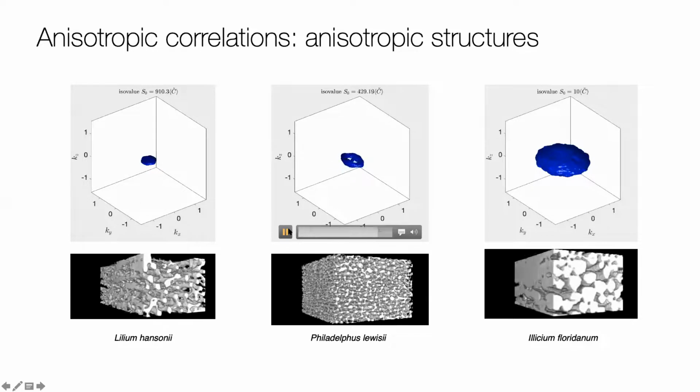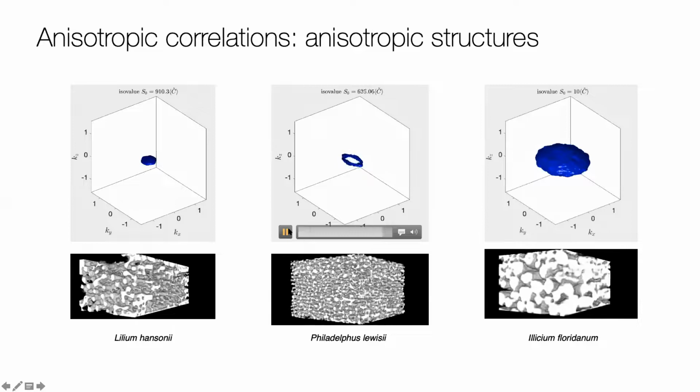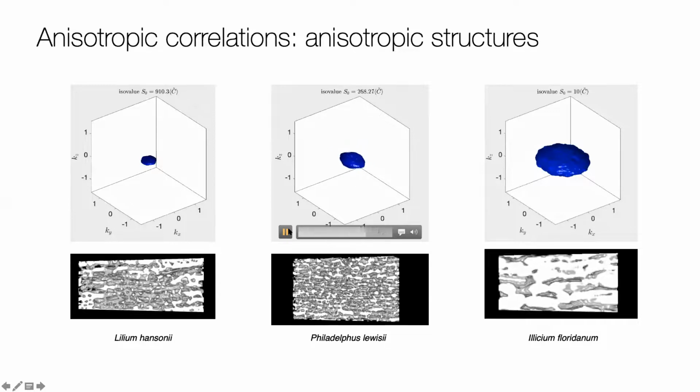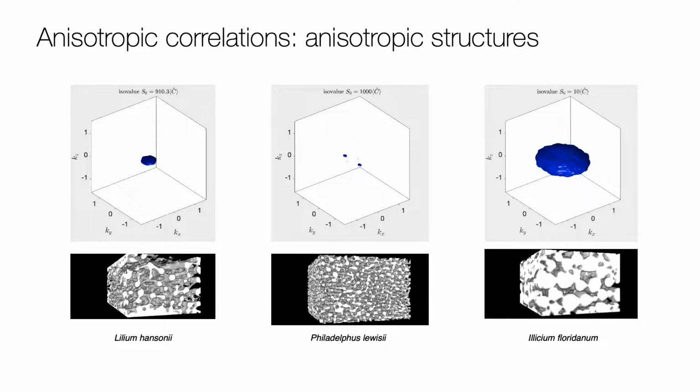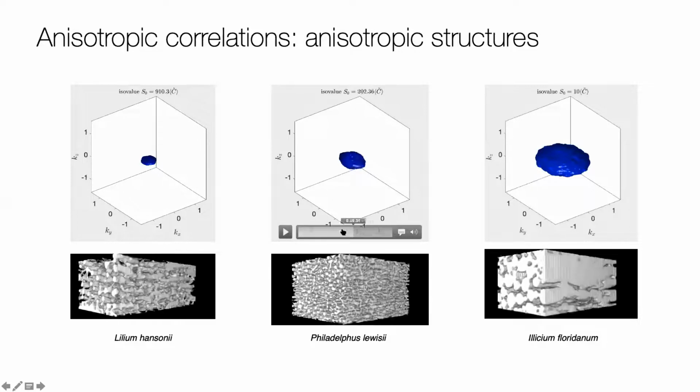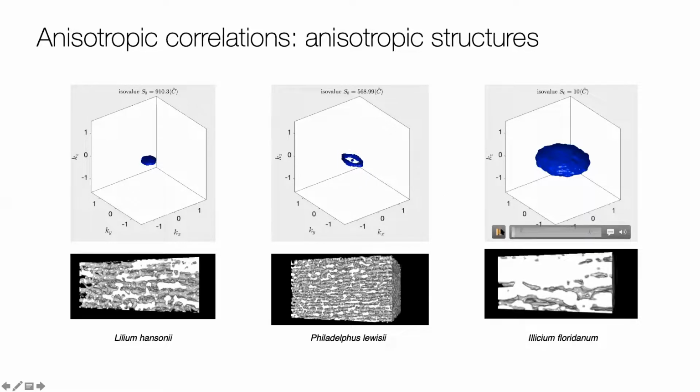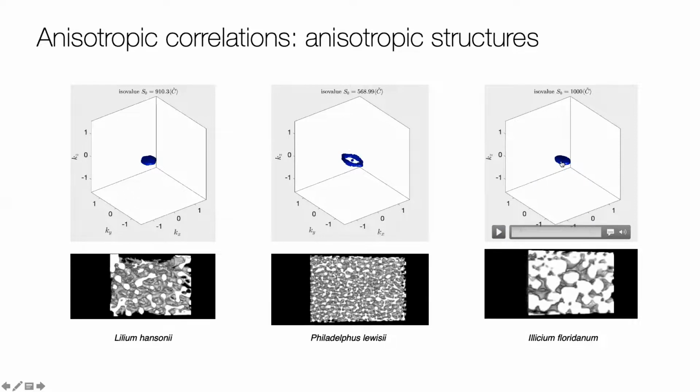Same thing with this Philadelphus. And oh, look at that. It actually gained a hole in the isosurface. It didn't just stay a sphere. The genus of the surface changed as a function of scanning through. And this Elysium is basically a flat pancake all the way through.